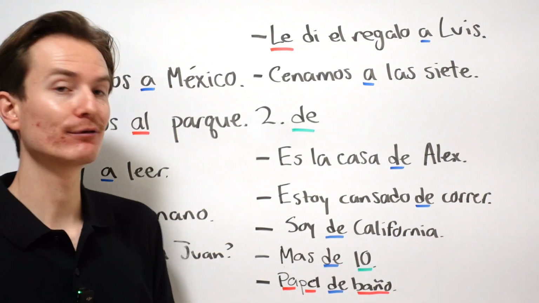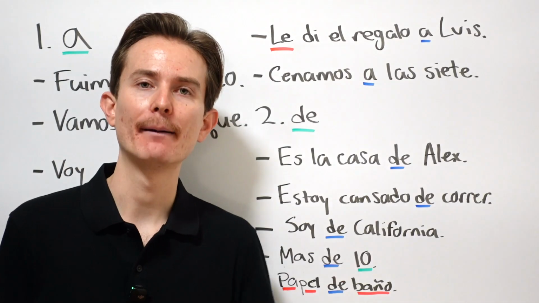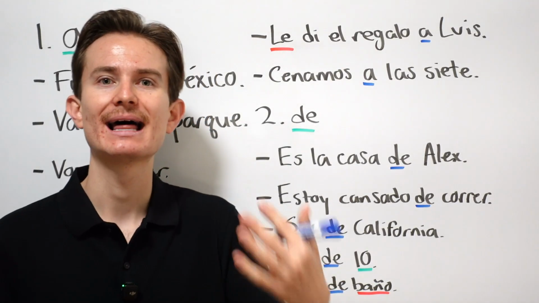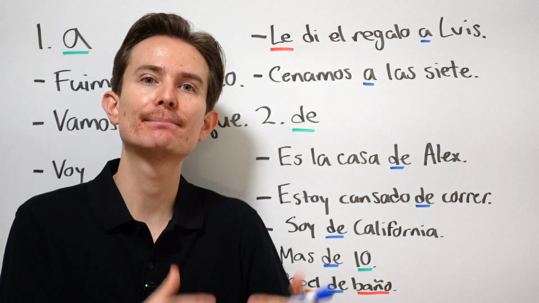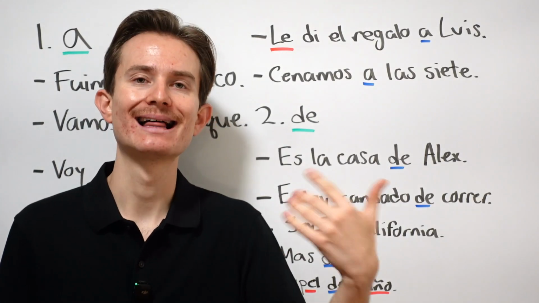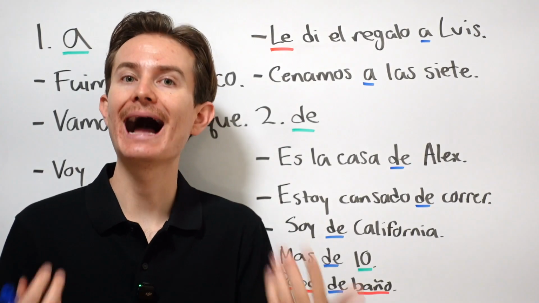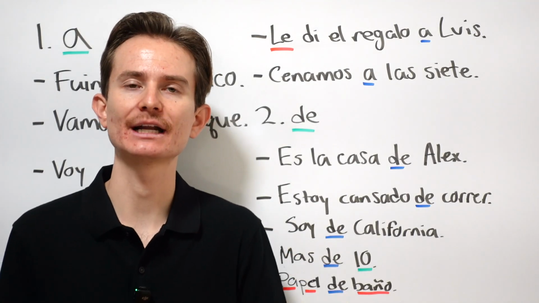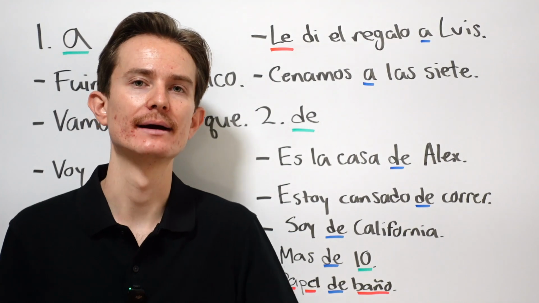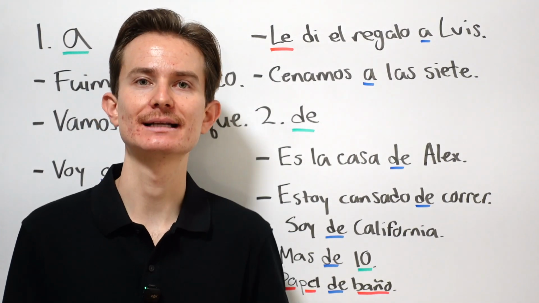Okay, and finally for de, papel de baño. So here we have two nouns and we're connecting them. Papel de baño, literally paper of bathroom, or toilet paper. Or you could think jugo de manzana, apple juice, jugo de manzana. You wouldn't say manzana jugo, you would say jugo de manzana. Let's move on to the next part of the video.